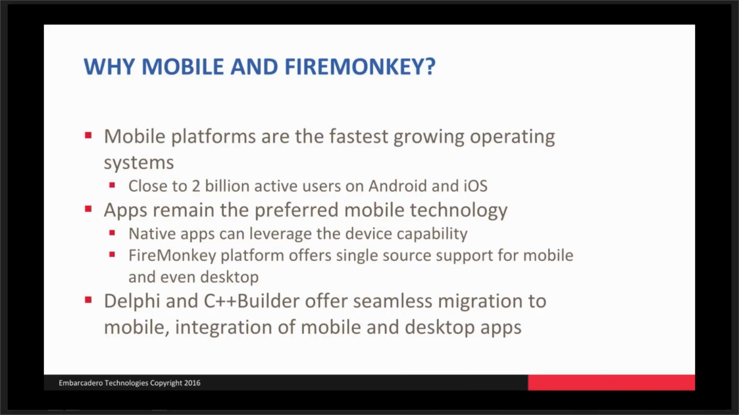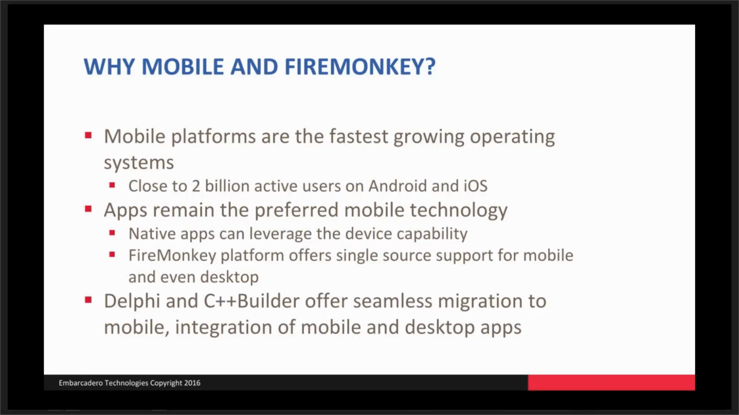to go ahead and continue covering the higher level libraries, FireMonkey and VCL. Now, with FireMonkey and the FireMonkey application framework, you're able to build applications for 4 different platforms: Android, iOS, Windows, and Mac. Mobile platforms continue to be the fastest growing operating system, with around 2 billion active users on Android and iOS. So it really makes a lot of sense to focus on developing applications not only for desktop but also for mobile.